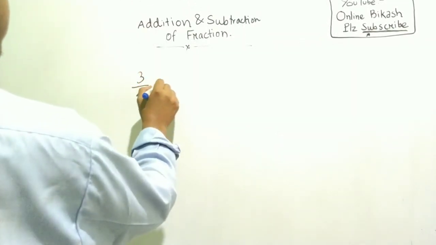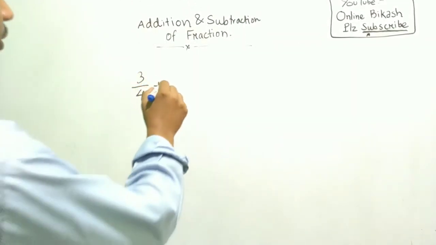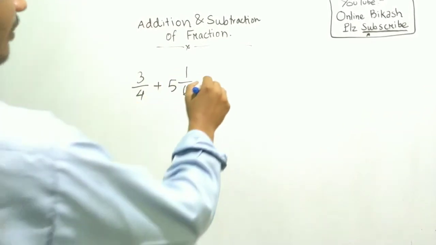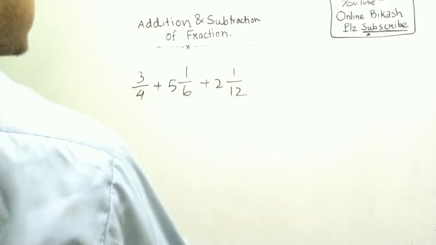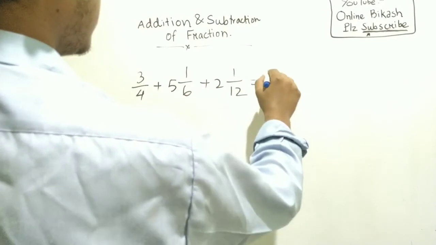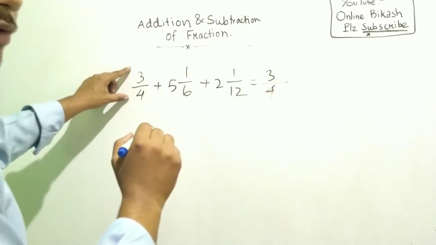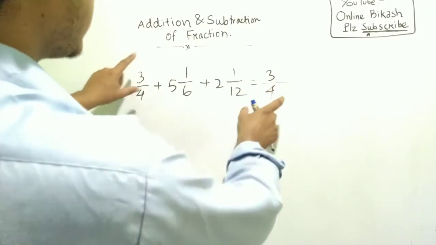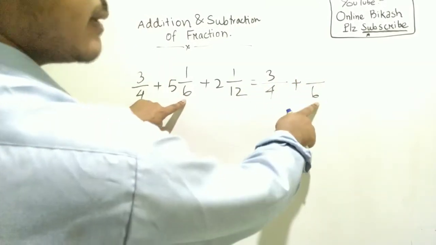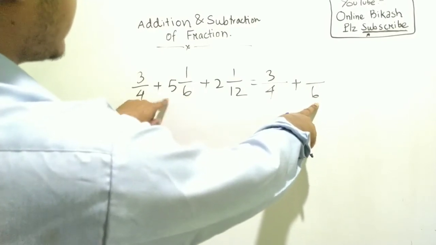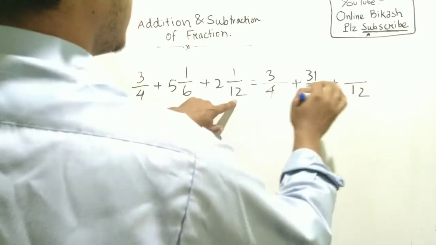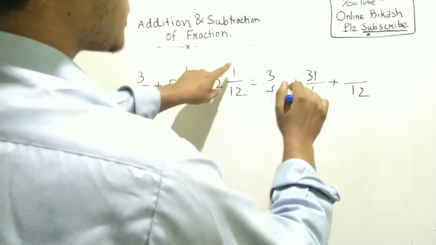3 by 4 plus 5 whole 1 by 6 plus 2 whole 1 by 12. What we will do? We will first write them as improper fractions. This 3 by 4 is already written as 3 by 4, it will not change, but this can be changed. 6 will remain the same denominator. 6 5s are 30, 30 plus 1 is 31, with 12 in the denominator. 12 2s are 24, 24 plus 1 is 25.